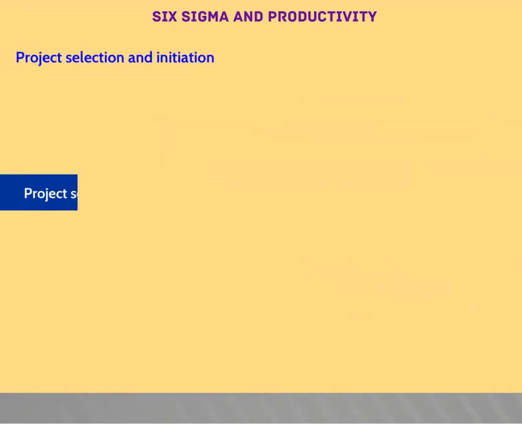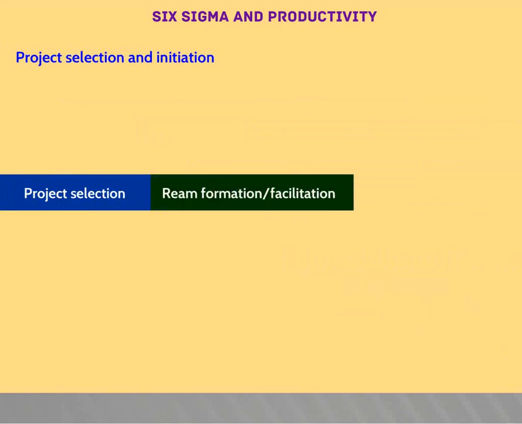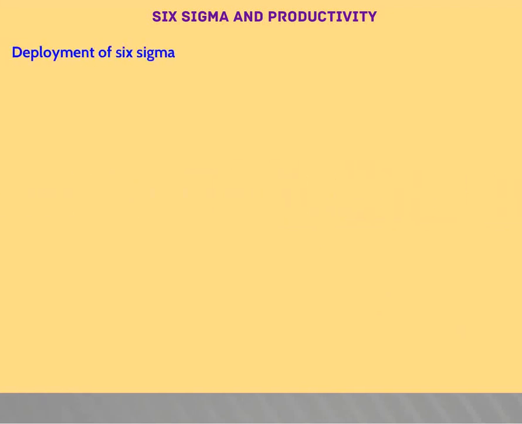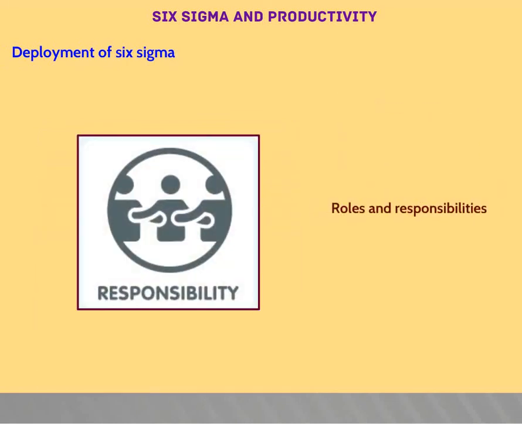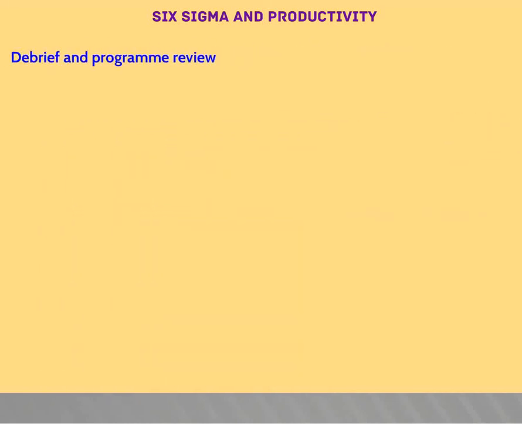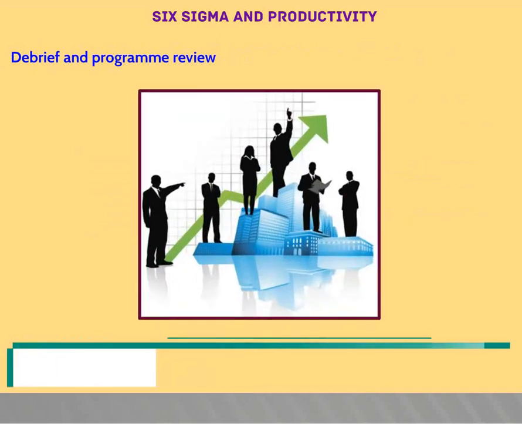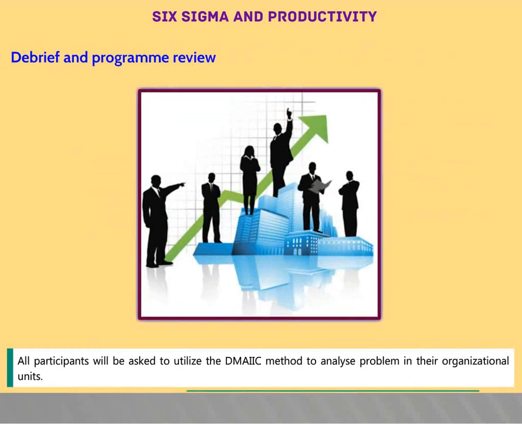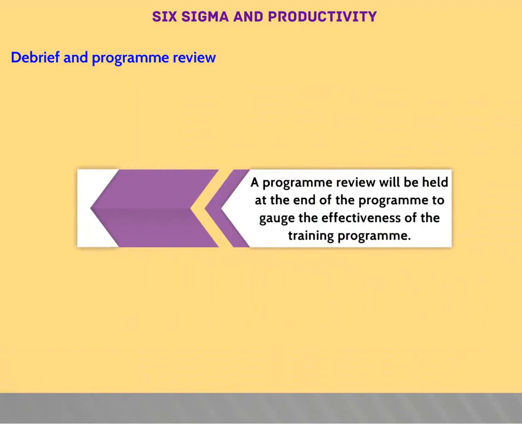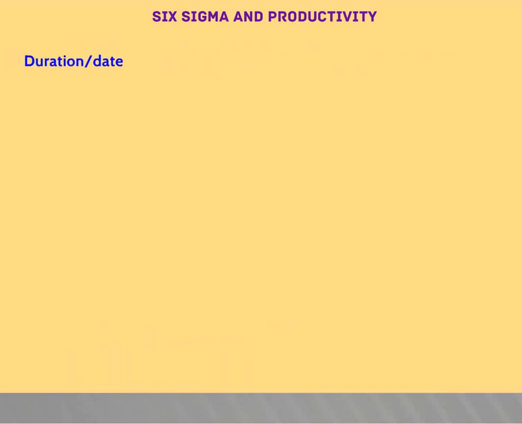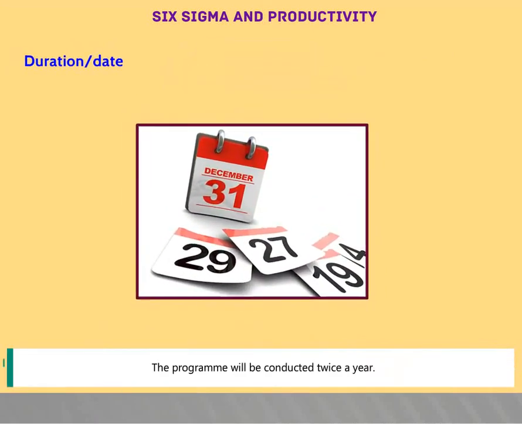Project selection and initiation. Project selection. Project charter. Deployment of Six Sigma. Leadership. Quality service culture. Roles and responsibilities. Debrief and program review. All participants will be asked to utilize the DMAIIC method to analyze a problem in their organizational unit. A program review will be held at the end of the program to gauge the effectiveness of the training program. Duration or date. The program will be conducted twice a year.